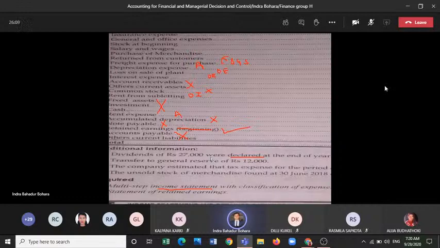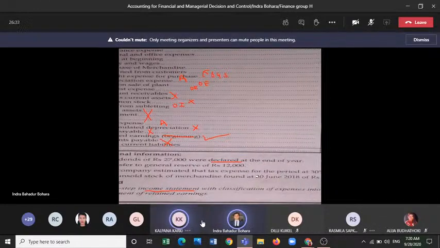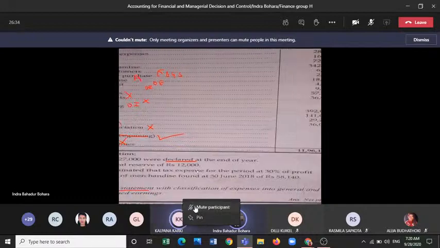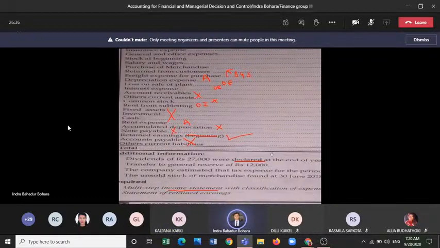So where it is recorded, statement of retained earning. Statement of retained earning. And they both are the distribution of profit, right? And another information here, company estimated that tax expenses for the year, for the period at 30% of profit. So it is the tax expenses deducted in the income statement.